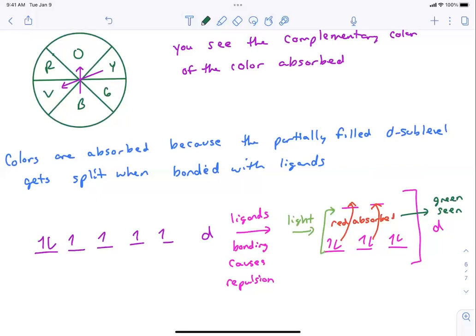blue in this solution. Now, if we added different ligands, it would change the color. And we're going to talk about that in a little bit. But ligands do affect the change in color here.